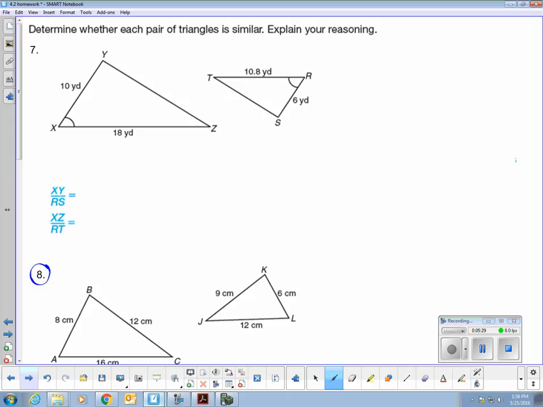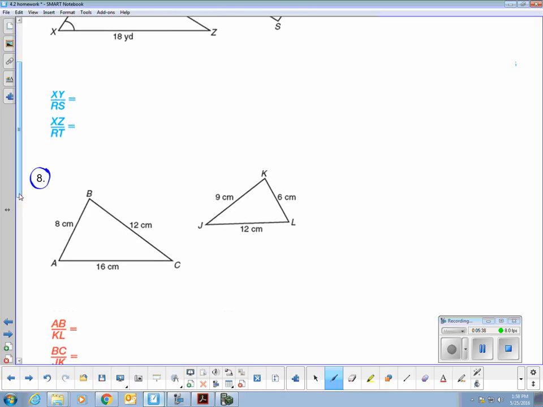For number 8, or at the top of the page, it says determine whether each pair of triangles is similar and explain your reasoning. Another way to prove triangles are similar is to see if the three sides are proportional. So if I want to match up sides in the large triangle with the small triangle, I'm going to begin with the smallest length in triangle ABC, and I'm going to match up that side length with the smallest length, or the shortest length, in triangle KLJ.